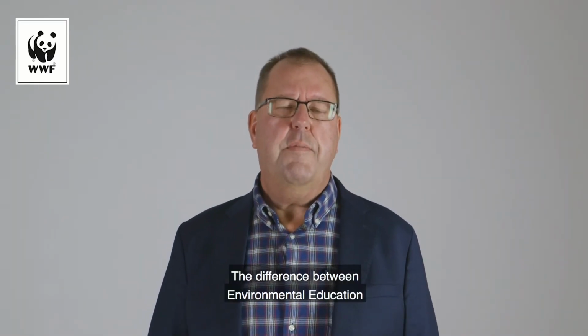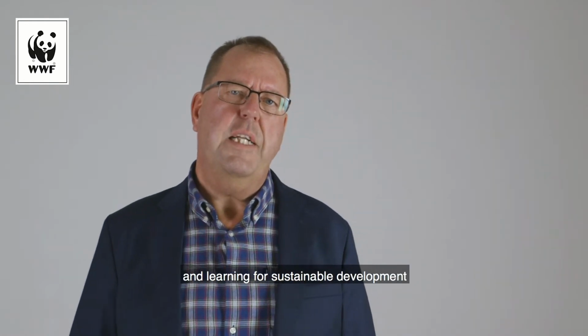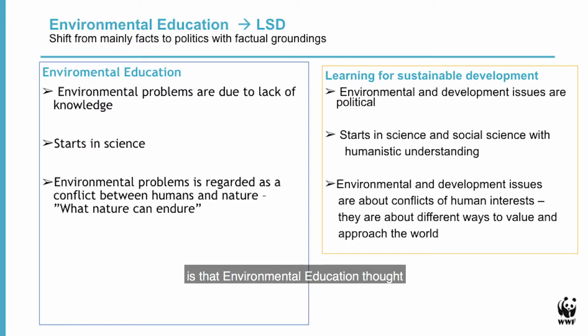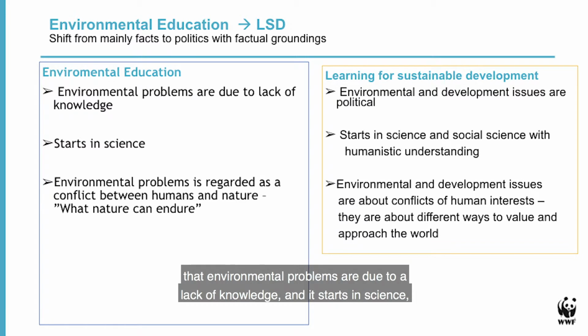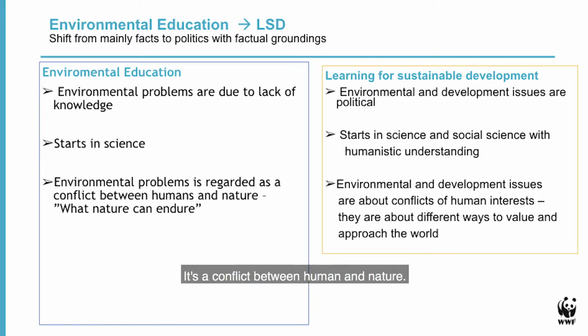The difference between environmental education and learning for sustainable development is that environmental education thought that environmental problems are due to a lack of knowledge. And it starts in science, and often the discussion about environmental problems is about what nature can stand. It's a conflict between human and nature.